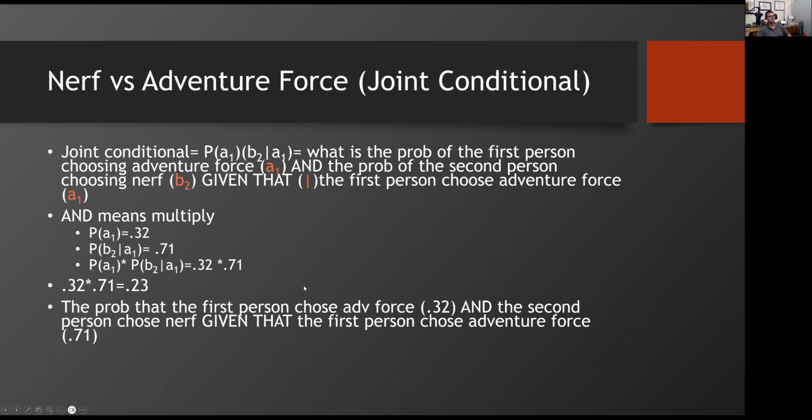This is the probability that the first person chose Adventure Force and the second person chose Nerf, given that the first person chose Adventure Force. So that's how that works together. So that's joint conditional probability, and that's right at the top of your formula sheet.